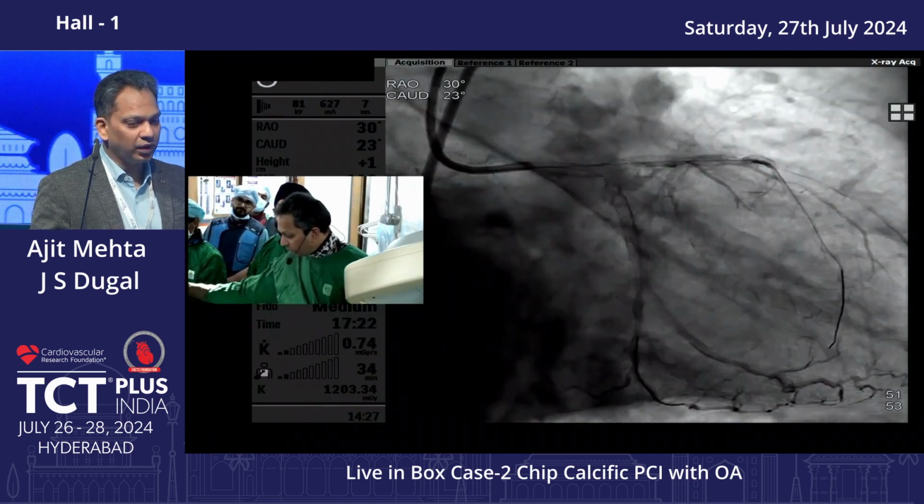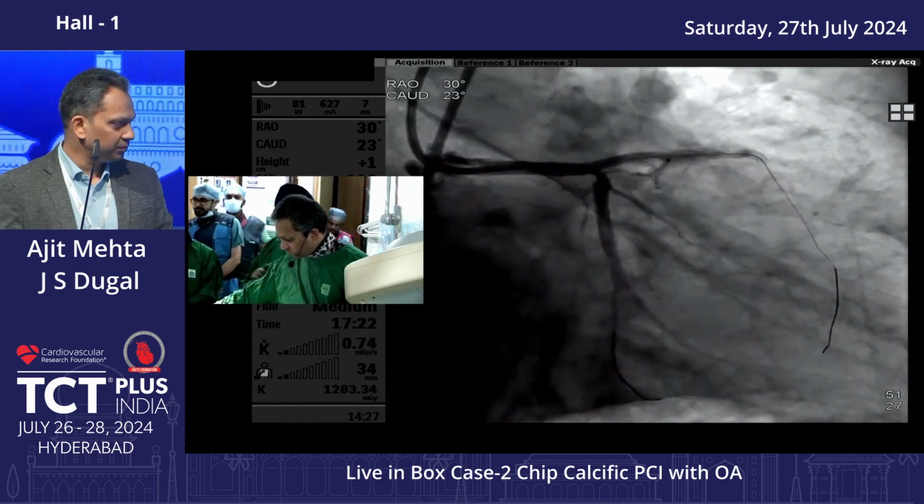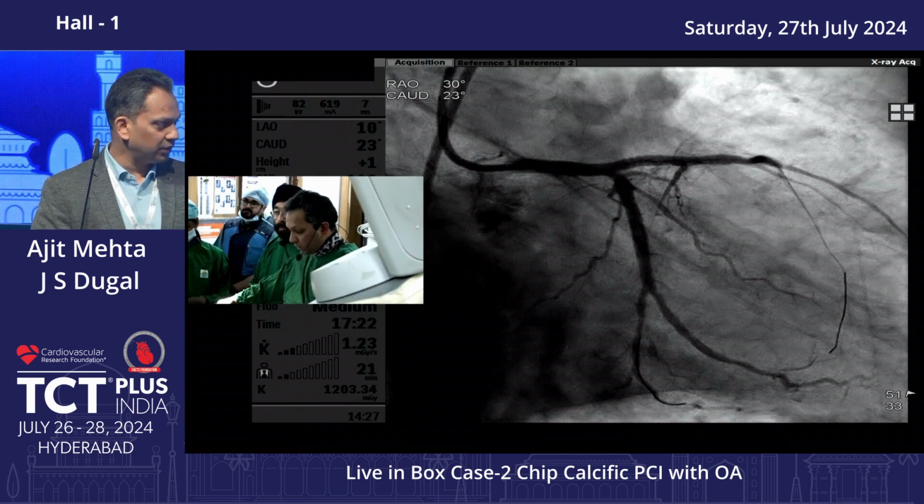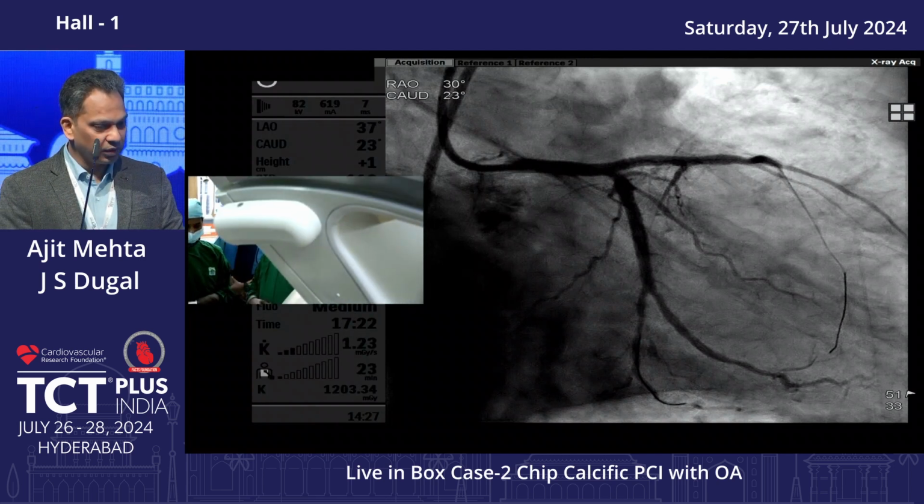Yeah, so we always know, I mean, circ is a different animal, restenosis is much higher at circ. So we try to avoid, even if it's a large, sizable circ, we thought we might as well avoid putting a stent in circ and do a hybrid approach.